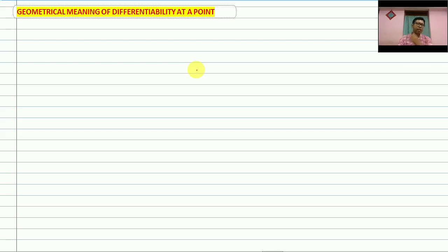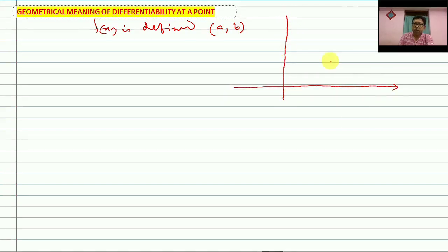So again, we consider the function f of x defined in an open interval, say a comma b. And I want to draw a curve. Without drawing this one, you can't understand. Say this is the domain line. Say this is y is equal to f of x. This is the curve, and consider that there is a point here. Say this point is P. And there is a point x is equal to c in its domain.